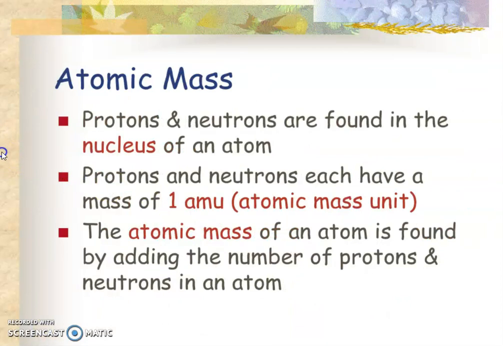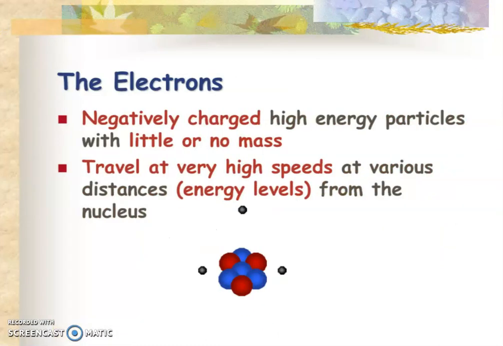Now what is atomic mass? Protons and neutrons are found in the nucleus of an atom. Protons and neutrons each have a mass of 1 amu, atomic mass unit. The atomic mass of an atom is found by adding the number of protons and neutrons in an atom.